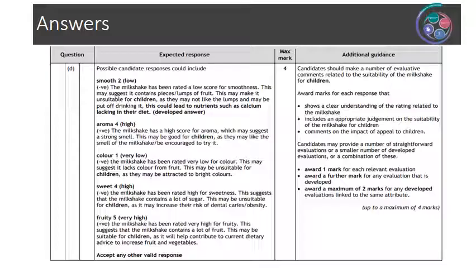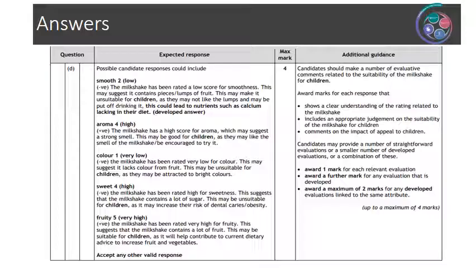Sweet was rated 4. This is high. This is classed as a negative. The milkshake has been rated high for sweetness. This suggests that the milkshake contains a lot of sugar. This may be unsuitable for children, as it may increase their risk of dental caries or obesity.